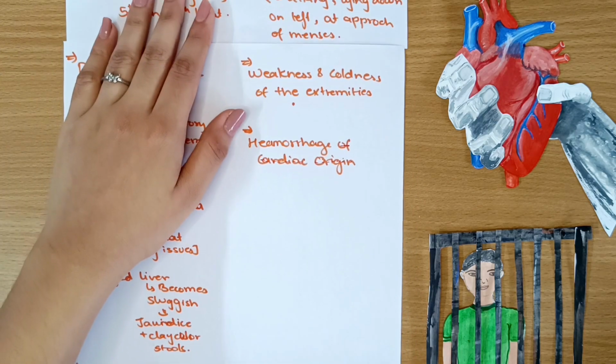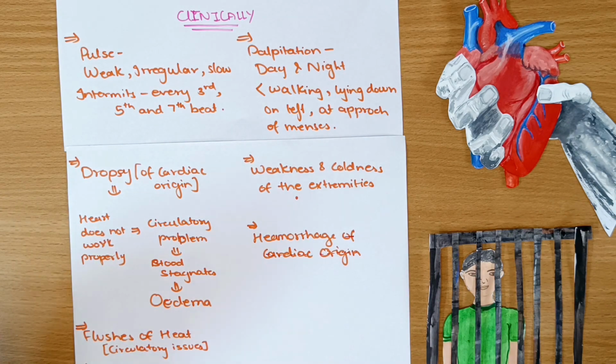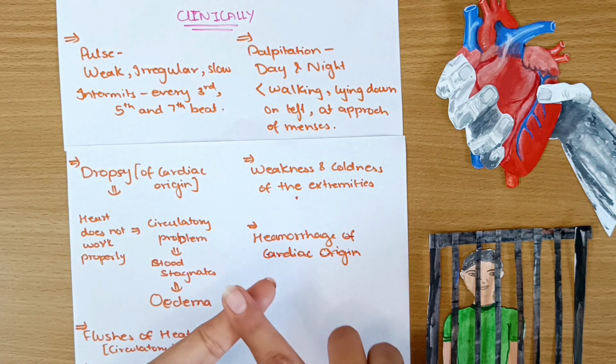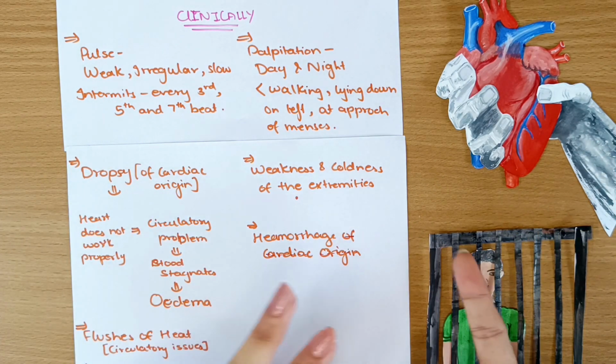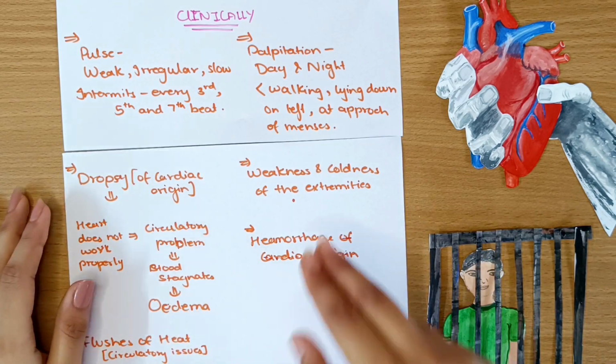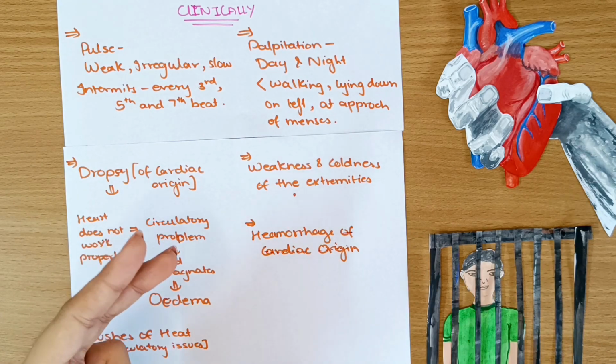Right, now we come up to Cactus grandiflorus. In Cactus grandiflorus, what we see is that there are palpitations day and night. So there will be palpitation which is aggravated even if she walks, even if lying on the left side. At the approach of menses, all these things will aggravate this palpitation which is happening day and night.